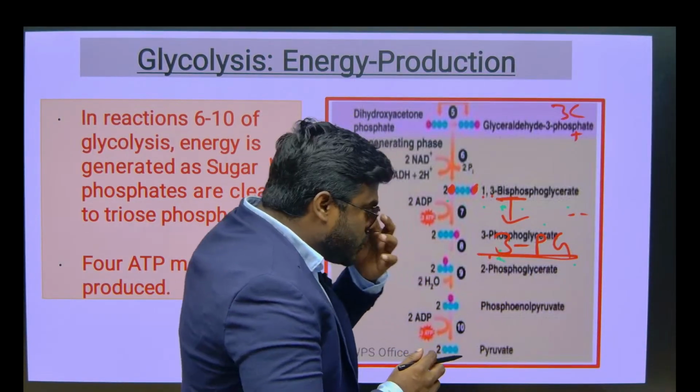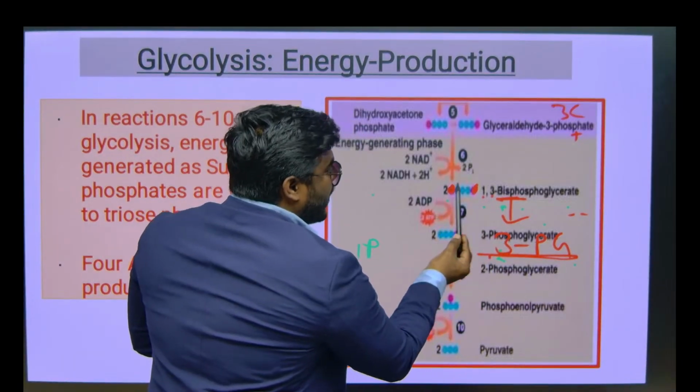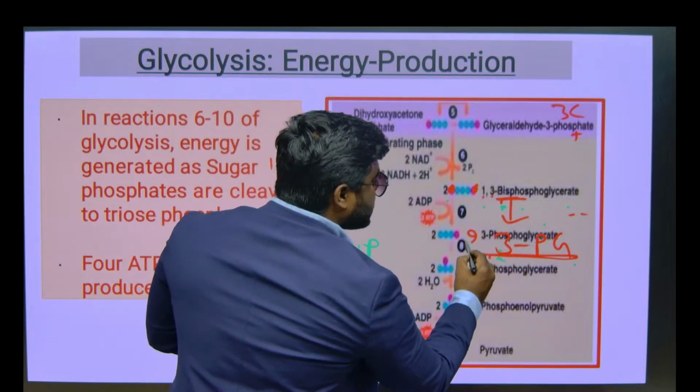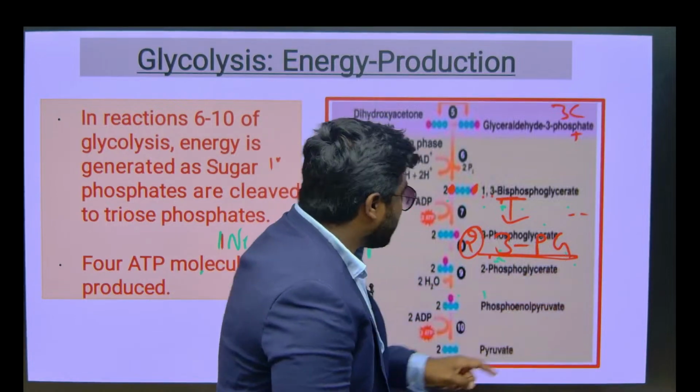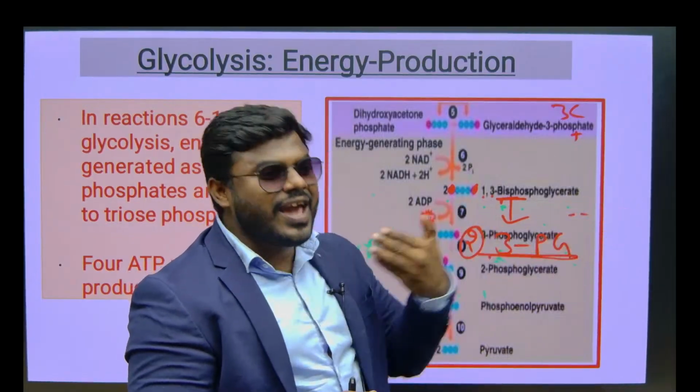Correct? So now can I say directly, 2 molecules of 1,3-bisphosphoglycerate are going to give rise to 2 molecules of 3-phosphoglycerate. Correct? So tell me what happened now? Someone lost the phosphate, so someone will gain that phosphate.